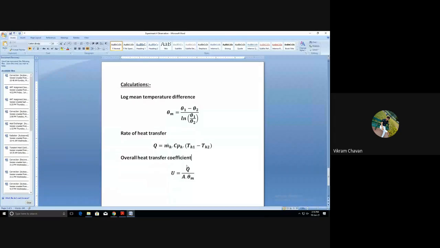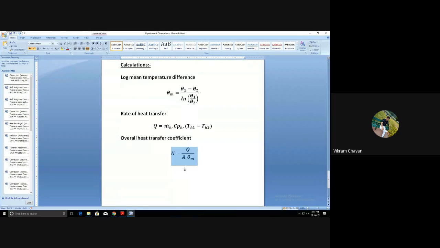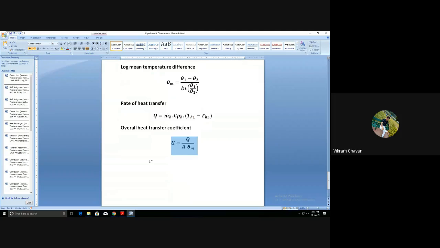Okay, that is nothing but U, and you know that Q is equal to U multiplied by A multiplied by theta m. So on the basis of that basic formula, you can calculate the overall heat transfer coefficient, that is, U is equal to Q divided by A multiplied by theta m. In this case, A will be A suffix i, the inner tube surface area, and on that basis only we have to calculate the overall heat transfer coefficient.